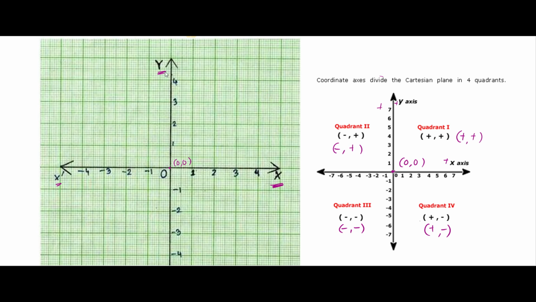Hopefully you have understood the concept of abscissa and ordinate. Now consider another point Q of 2, 3. The distance of this point from the y-axis is abscissa. The same way, the distance of the point Q from the x-axis is ordinate.